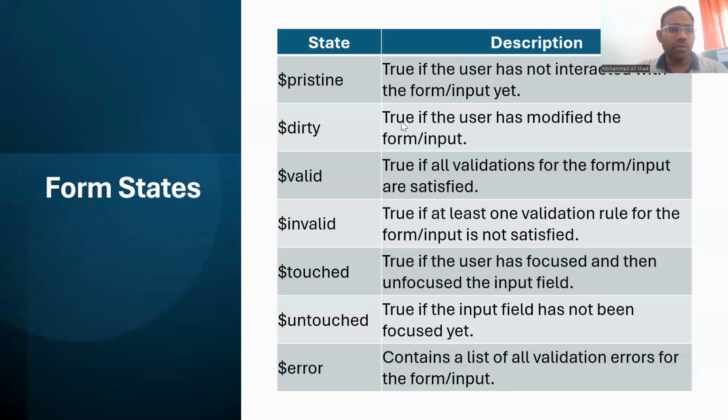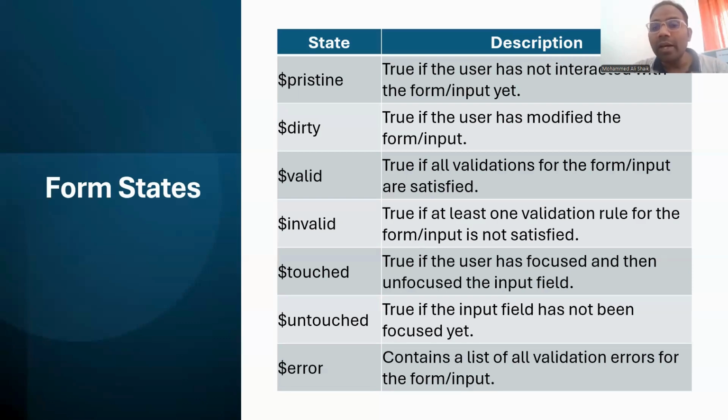Form states, various states in which a form may be. $pristine is true if the user has not interacted with the form or input. Means you have restarted the server or the server is ready to be served and nobody has accessed any page on that server, then $pristine will be true. If somebody has opened that site, then $pristine will be false. $dirty is true if the user has modified the form or input. Otherwise it will be false.